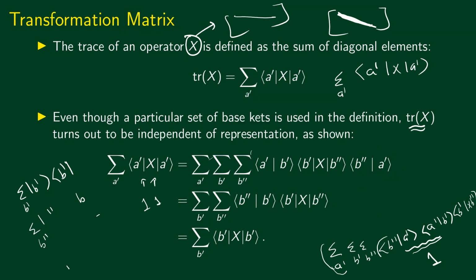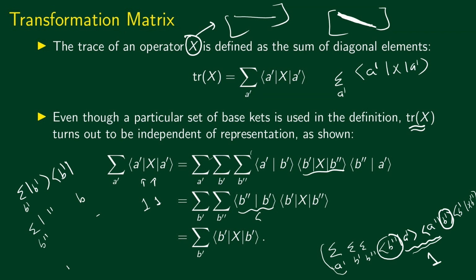There's this bra B double prime from here. That's what I have written here, right? And there's this ket B prime from here. That appears here, and what is left here is bra B prime X ket B double prime. These are the matrix elements of X in the new basis. All right. Now what is this?